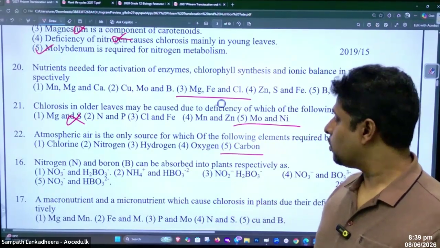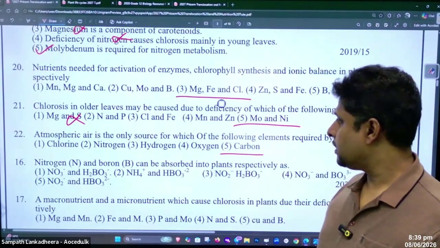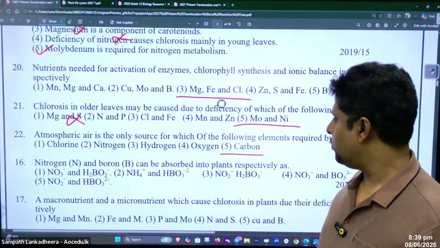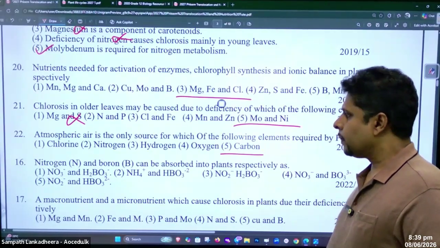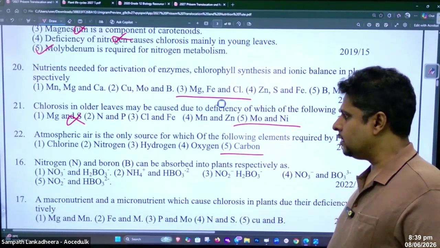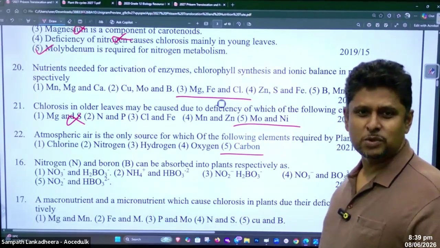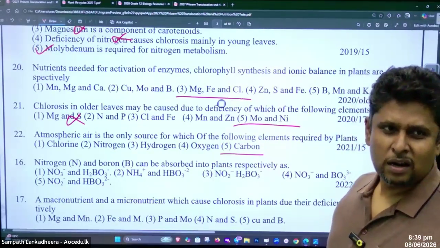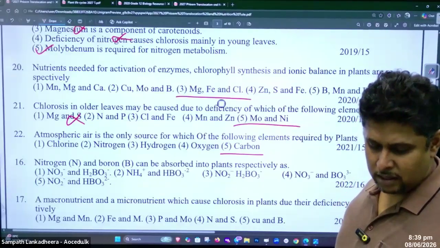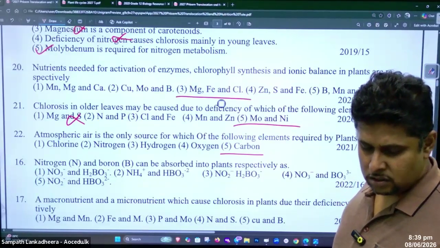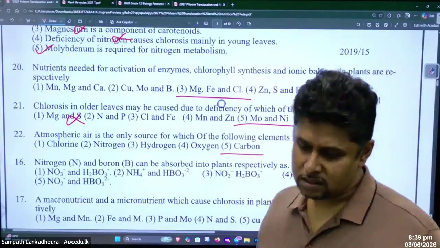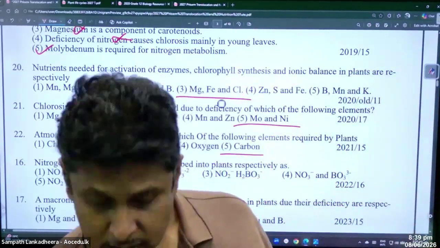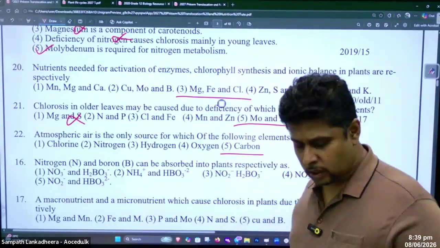Nitrogen and boron can be absorbed in the plant respectively. What is the answer for that? Nitrogen is absorbed in the form of nitrate and ammonia.